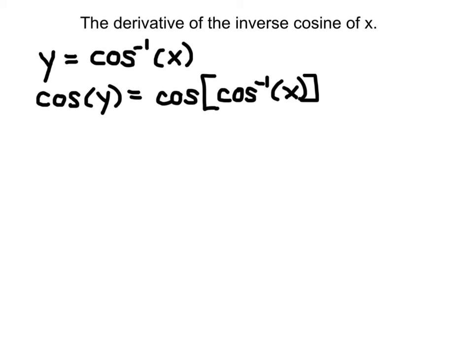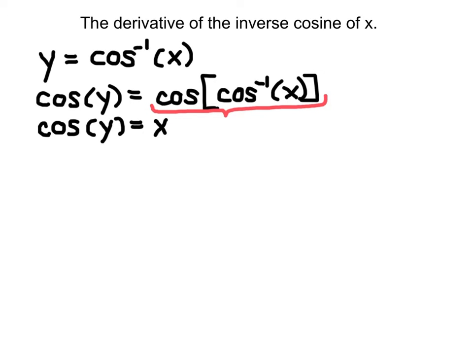What we can see here is that we are taking the cosine of the inverse cosine, which is a composite of two inverse functions, and that gives us back our input. So the left-hand side is the cosine of y. And what's the right-hand side equal to? x. Right. Let's write that down.